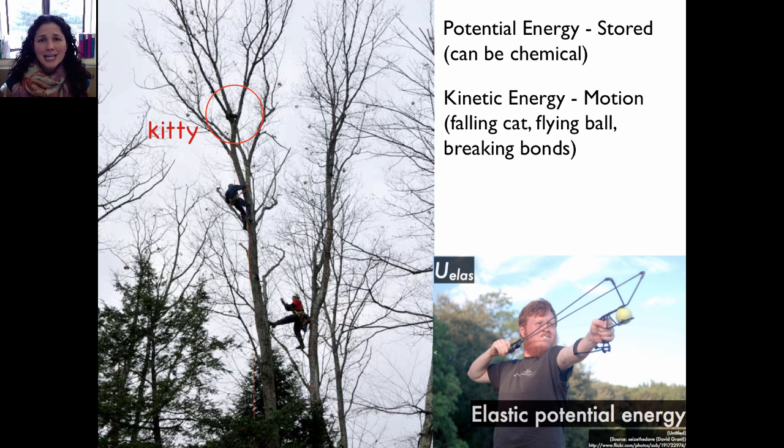The other type of energy is kinetic energy. So this is the energy of motion. If the cat falls down from the tree, as it's moving, it has kinetic energy. If this person would release a ball from a slingshot, as the ball is moving through the air, it would have kinetic energy. And energy can be released from chemical bonds through chemical reactions. As bonds are broken, they usually release heat energy, and that energy is kinetic energy. So you should know the difference between potential and kinetic energies.